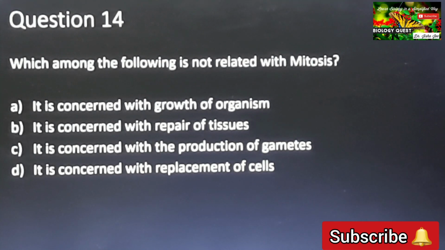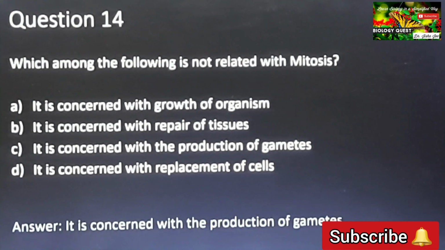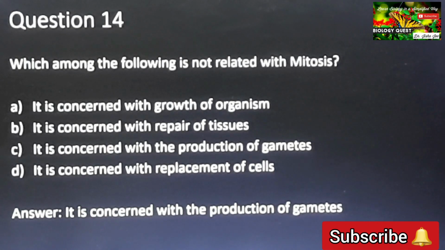So what is the answer? Option C, it is concerned with the production of gametes. So read the question: which is not related with mitosis? The answer is option C. It is concerned with the production of gametes.